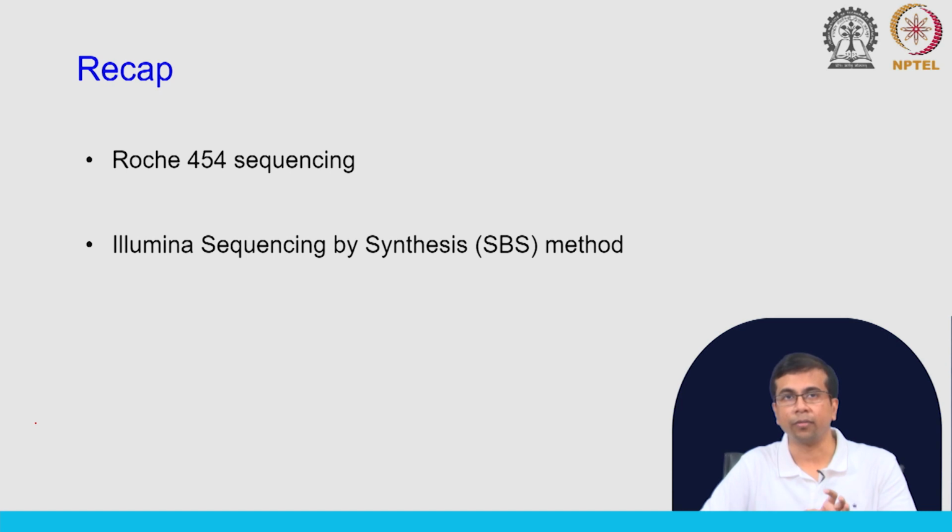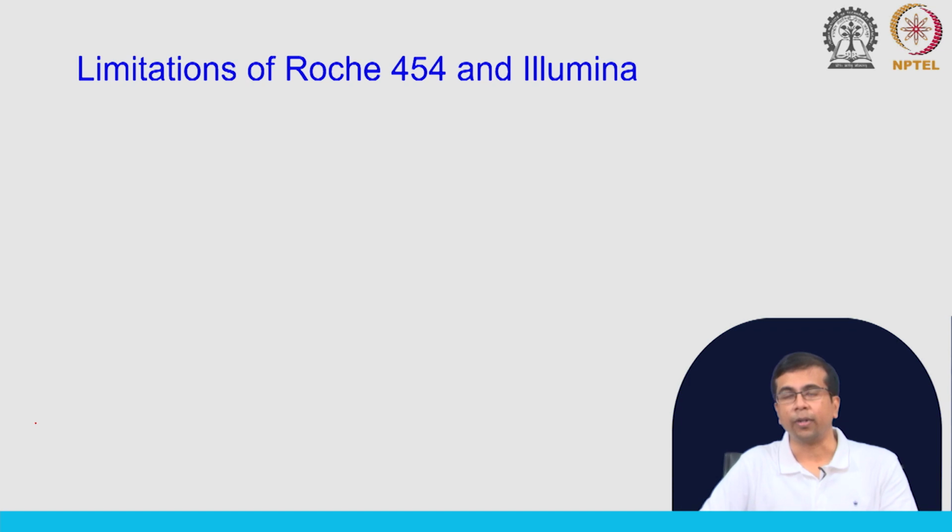So, we have seen that there are similarities between these two methods. We have an amplification step for the library before we do the sequencing, and both rely on the sequencing by synthesis method. Now, what are the limitations of 454 and Illumina?